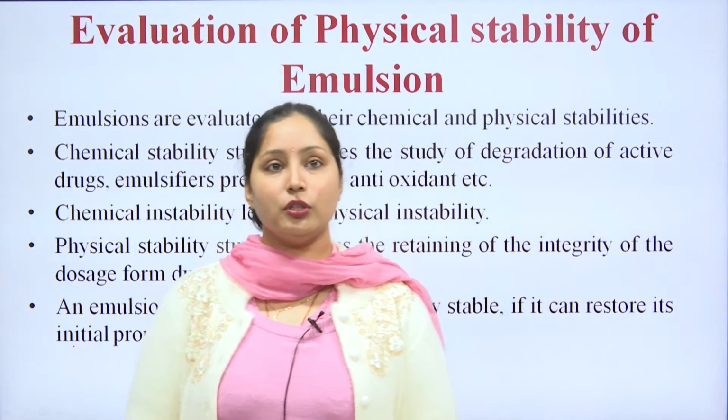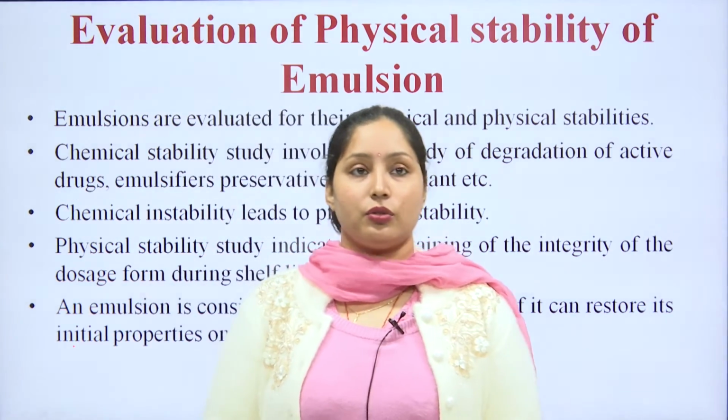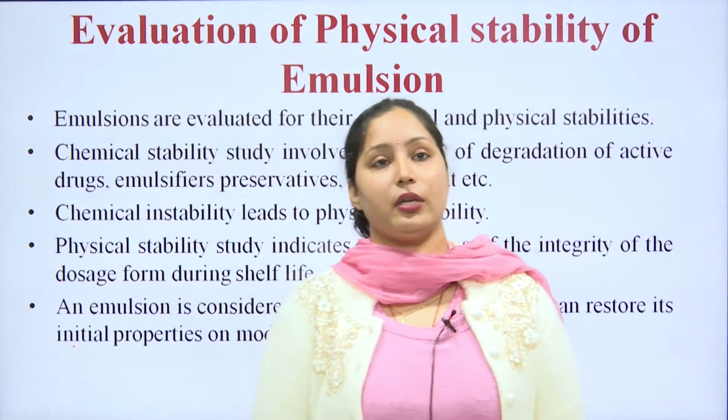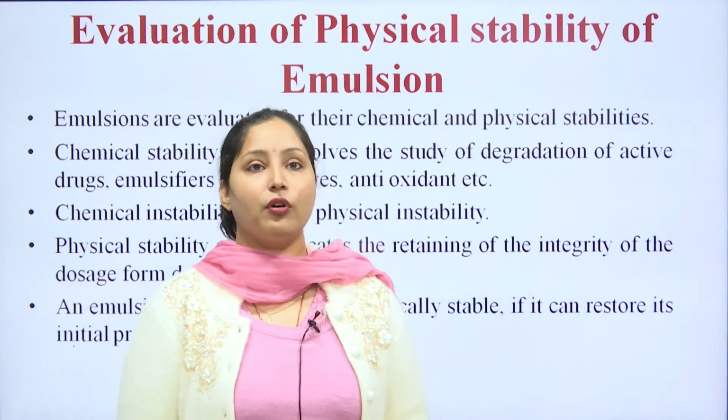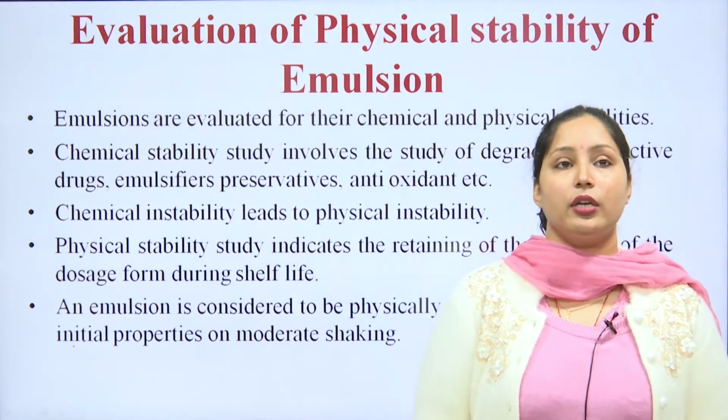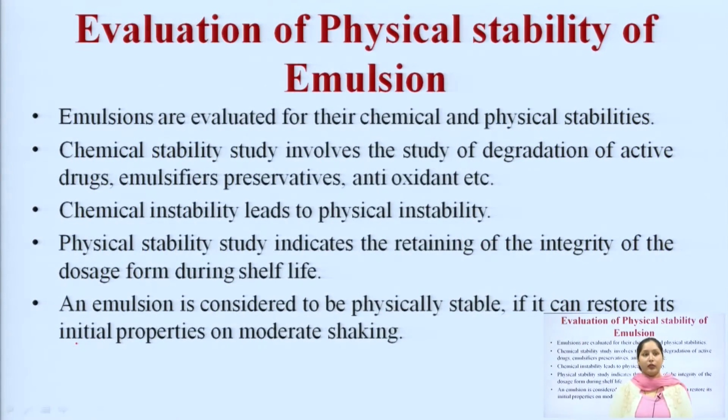So, next is the evaluation of the physical stability of emulsion. In this we study how the physical stability of emulsions is evaluated. Emulsions are evaluated for their chemical and physical stability. Chemical stability involves the study of degradation of the active drug, emulsifier, preservatives, antioxidants, etc. So, generally chemical stability includes the degradation of your active drug API, the concentration of the emulsifier, the preservatives and the antioxidants, etc.